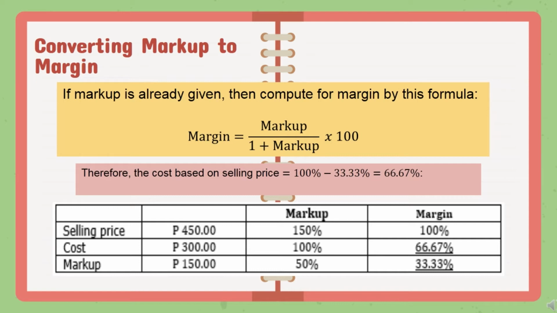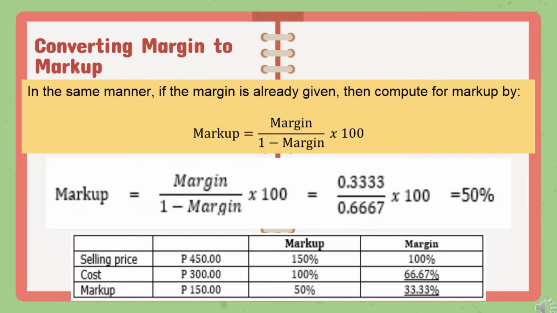Since we already solved for the margin, we subtract the converted margin from 100% and you will have the cost. In this case, 100% minus 33.33% gives you 66.67%. That will now be your cost as part of your selling price. In the same way, if the margin is already given, then compute the markup by using this formula.